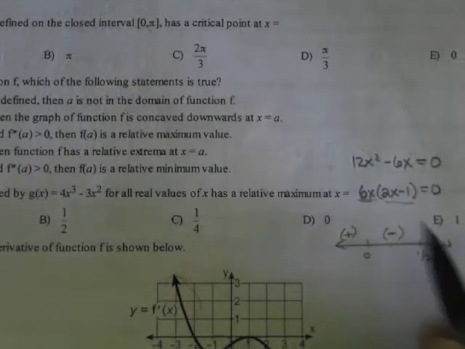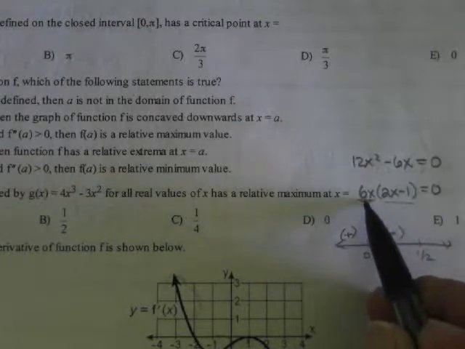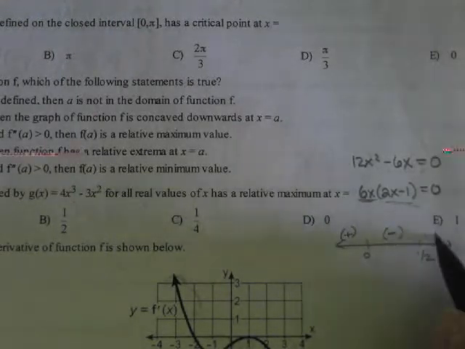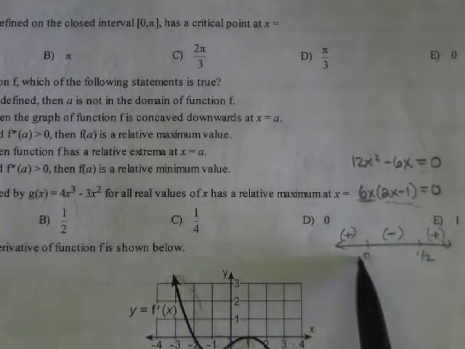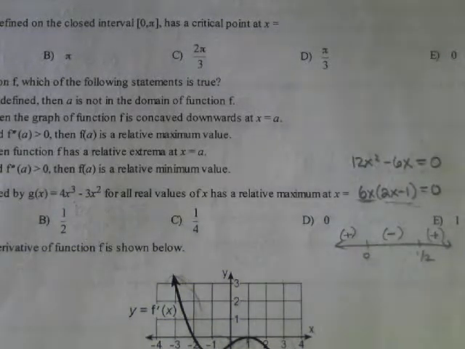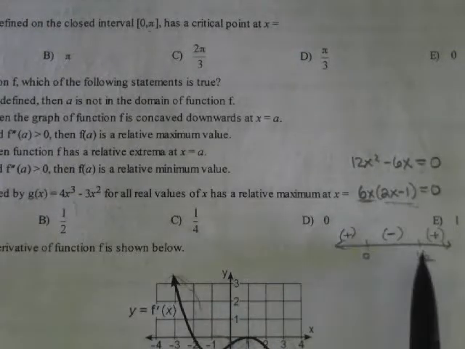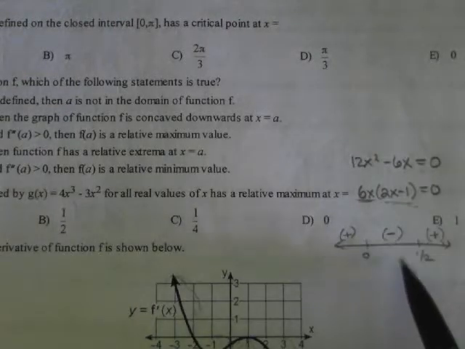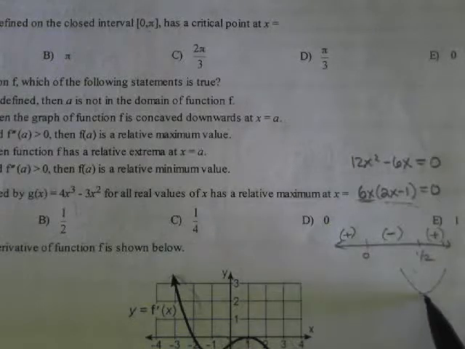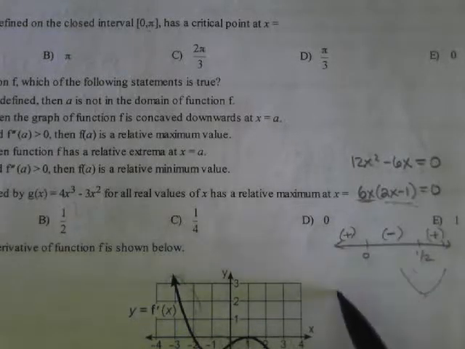So which point is a relative maximum? Not 1/2, because it's decreasing going into it. It's decreasing going into 1/2, and it's increasing coming out, so that's a relative minimum. But at 0, it's increasing going in and decreasing coming out. So that's your relative maximum at 0. Any questions on that?